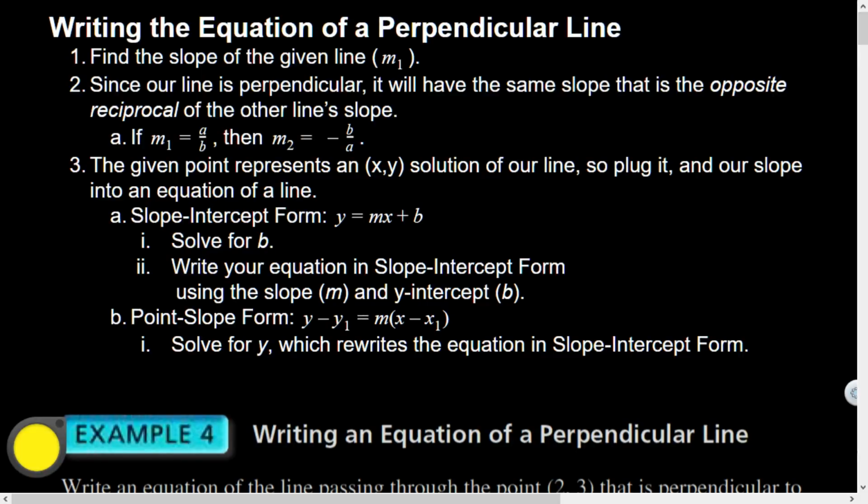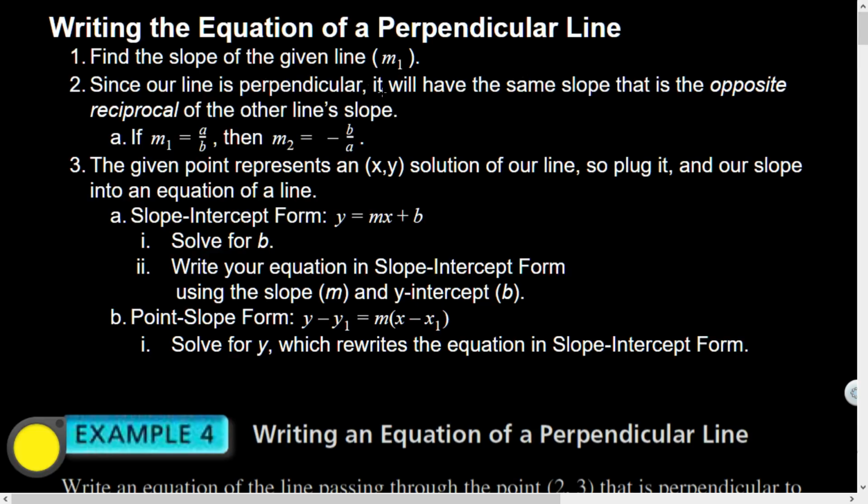Greetings and welcome. We are continuing our look at parallel and perpendicular lines, and we're going to talk today about perpendicular lines, which isn't that big of a change. But then we're also going to find the distance from a point to a line. Let's find out how this goes.